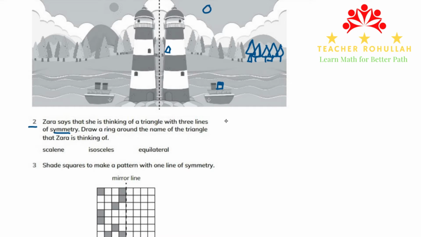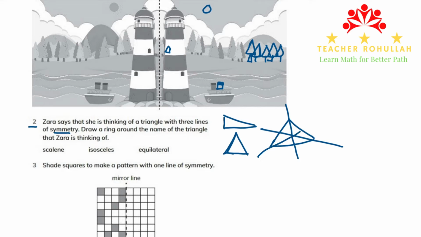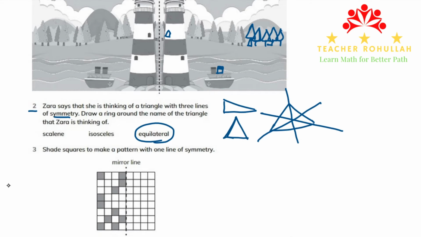A scalene triangle, you know, is a triangle that has the sides of different sizes. And an isosceles triangle is a triangle that has 2 equal sides and 2 equal angles. But an equilateral triangle is a triangle in which all 3 sides and 3 angles are of equal sizes. So the triangle that has 3 lines of symmetry is an equilateral triangle. So this is the correct answer. Let's now move to question number 3.